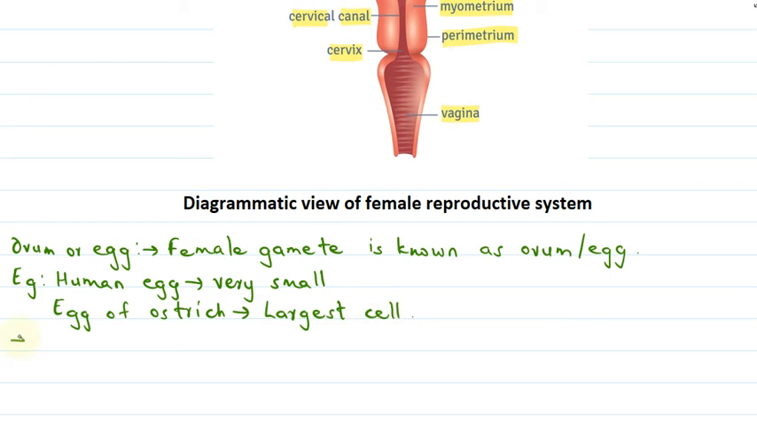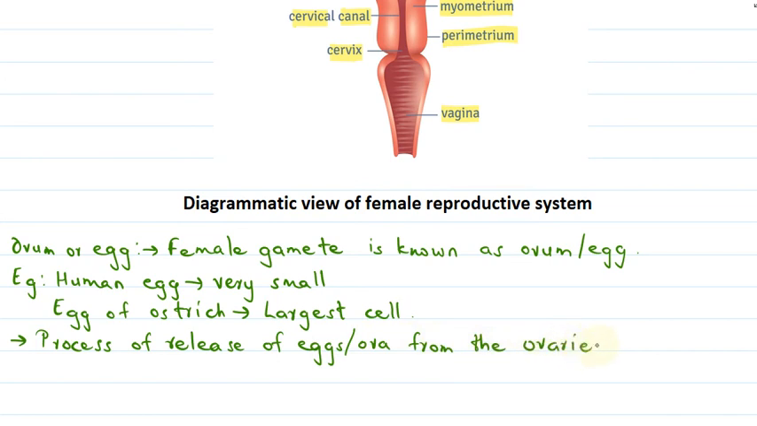Okay. Then another important thing is the process of release of eggs, or we can say ova, from the ovaries. This process is called what? This process is called ovulation. So the process of release of eggs or ova from the ovaries is known as the process of ovulation.